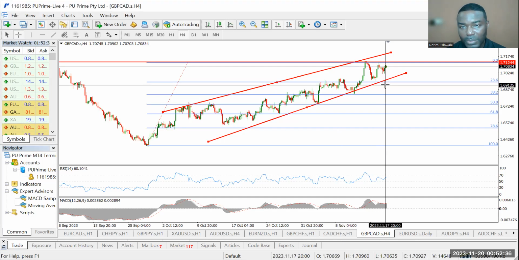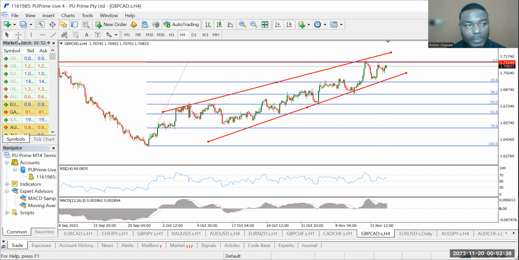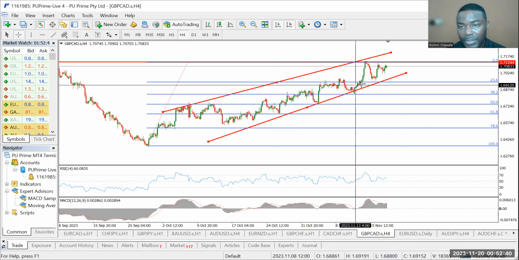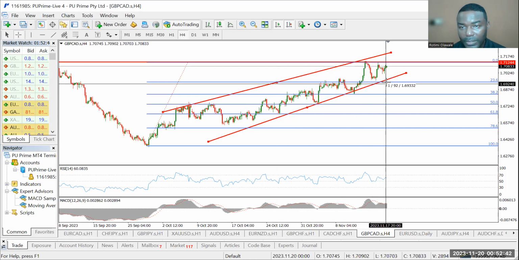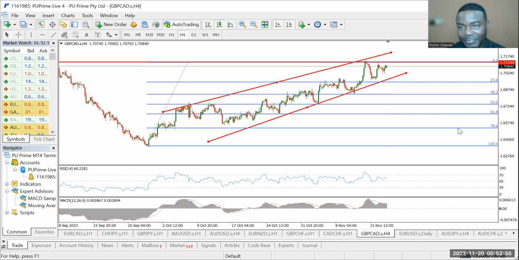Now this is a swing trade, so we need something reasonable. Some 10 pips below Fibonacci 23.6 will just be good enough for entry. And to Fibonacci 50 will be about 181 pips, and to Fibonacci 61.8 is about 271 pips thereabout. So I'm bearish biased on GBPCAD.